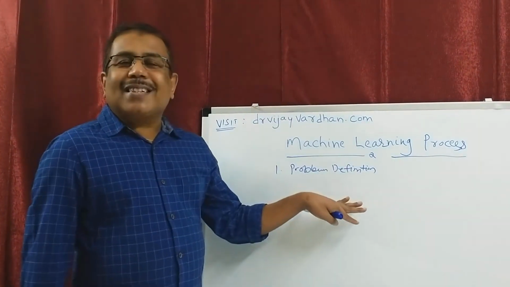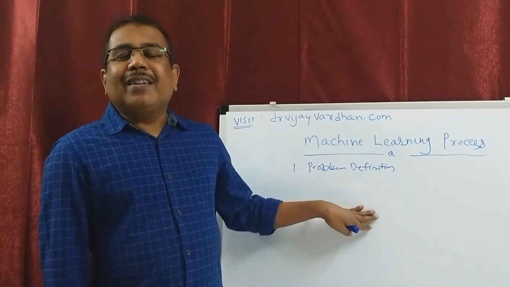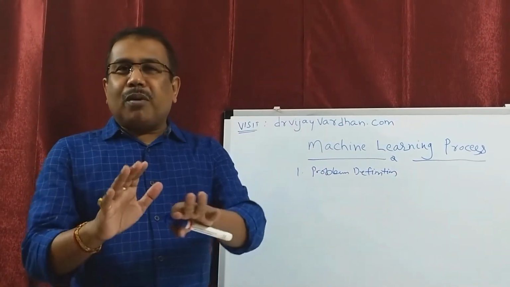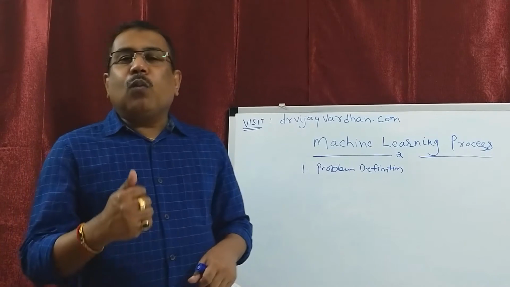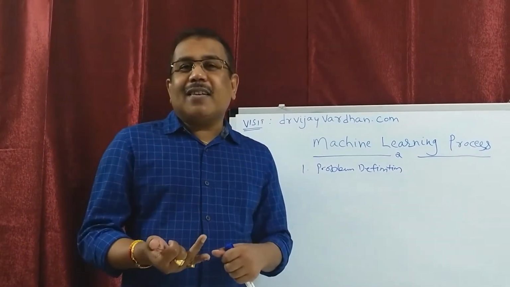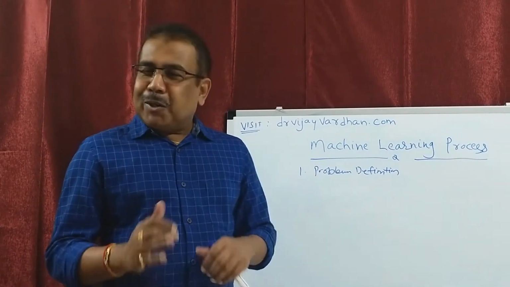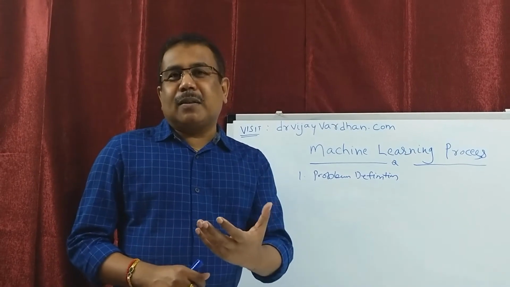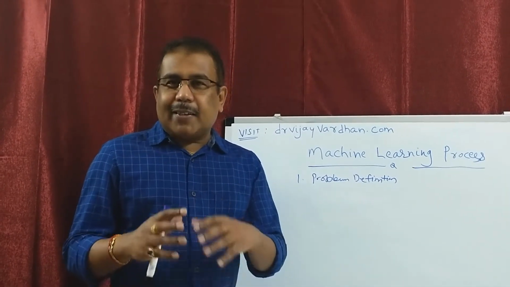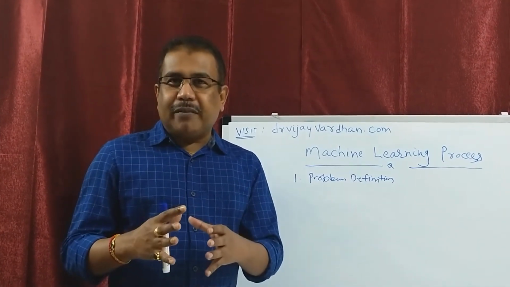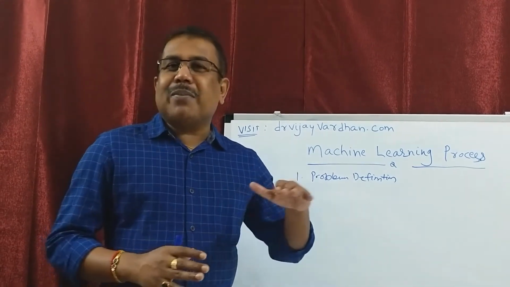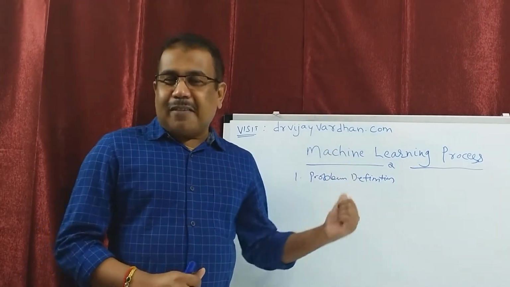Problem definition contains 2 parts: what is the problem, and why does the problem need a solution? We know the second part, because there are certain tangible and intangible benefits associated with it. So that's the business part of it. Now we'll come to the first part.